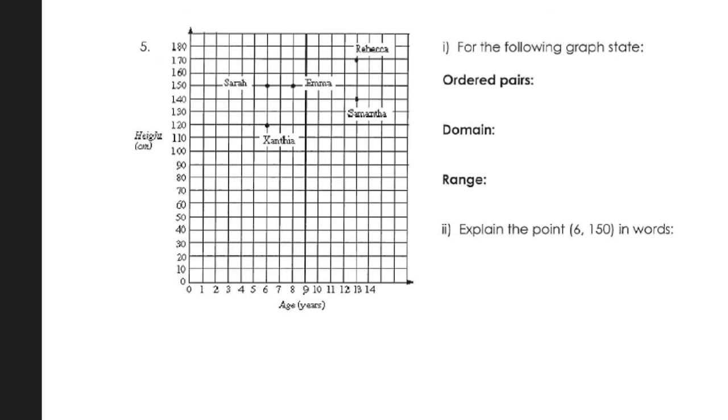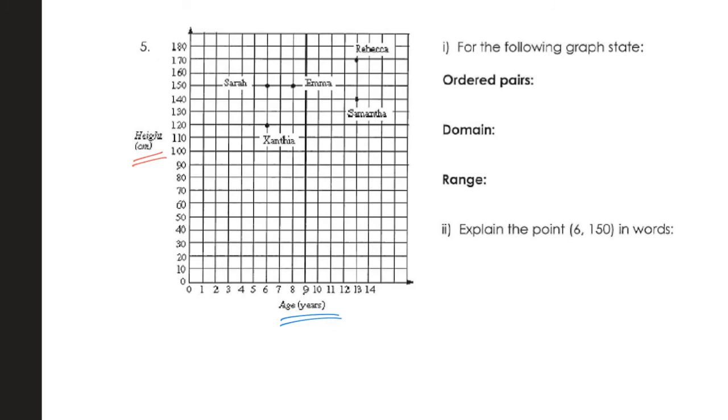Okay, take a look at problem 5. I've given you a graph, and on that graph, I've labeled 5 people. You'll notice that on that graph, we are comparing their height with their age. So you can see what's being measured on each axis. Age is on the horizontal axis, height is on the vertical axis. You can see what units we're measuring in: years for age, centimeters for height.